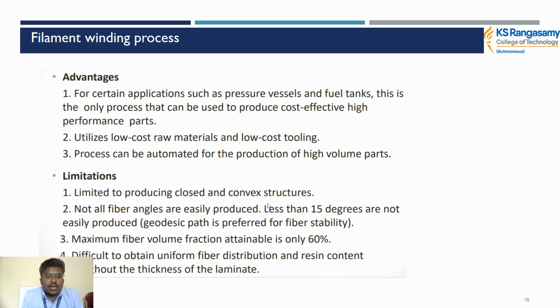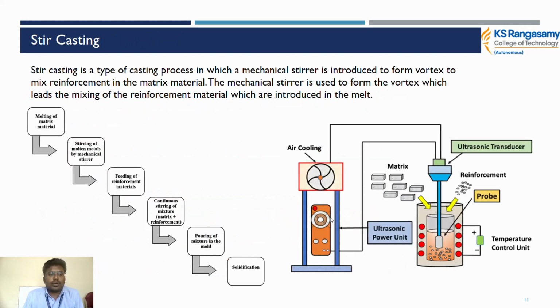These are the advantages, and some drawbacks are also available in filament winding. The maximum fiber volume fraction attained is only 60%. Compared with the pultrusion process, this one is low. Another drawback is that it is difficult to obtain uniform fiber distribution and resin content throughout the thickness of the laminate. These are the drawbacks of the filament winding process.